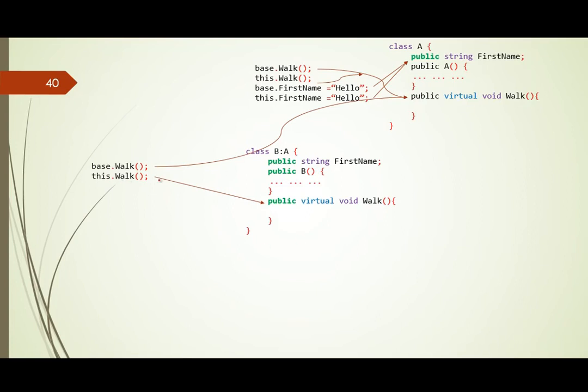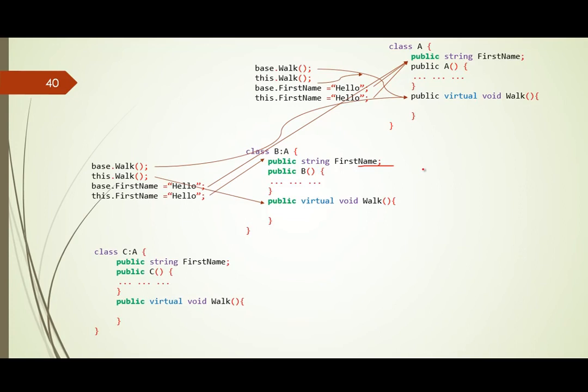If we call this from this B class, you have to understand that. If we say base.firstName, it will represent the first name from the base class or parent class. And if we say this.firstName, it will represent this class's first name.